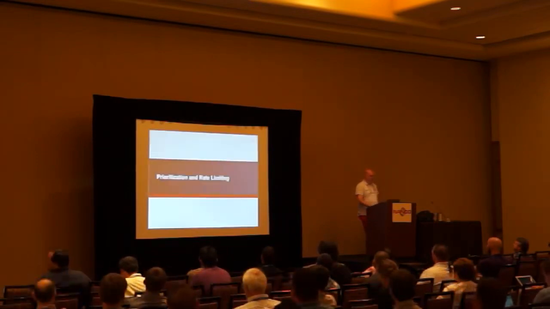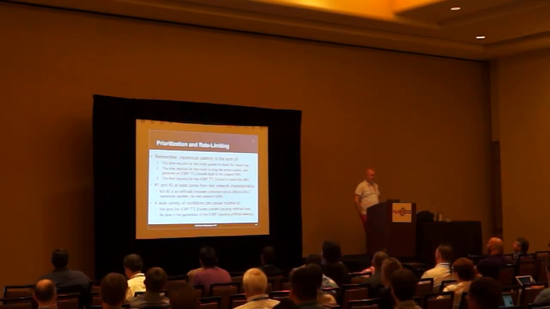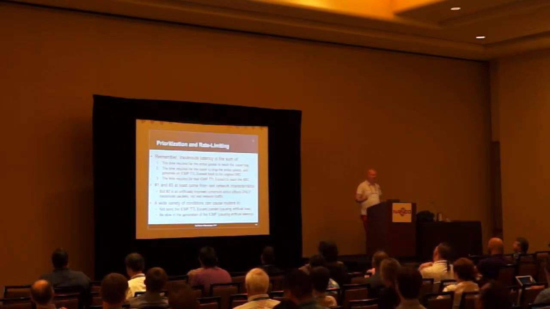So the other thing that starts to affect traceroute is prioritization and rate limiting. So remember that I said the traceroute latency is actually the sum of three things. The time that it takes for the probe packet to get to the router that's dropping the packet, the time that it takes for the router to drop the packet and send its ICMP, and the time that it takes that ICMP message to get back.